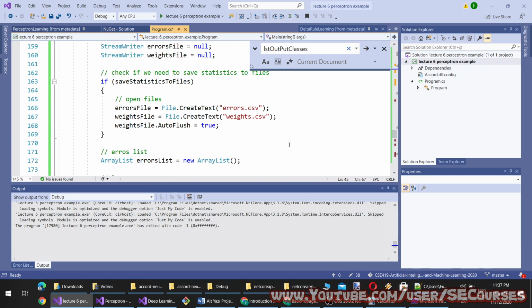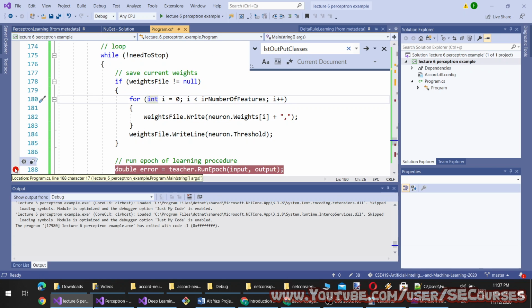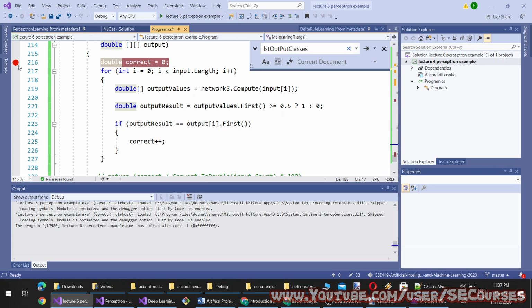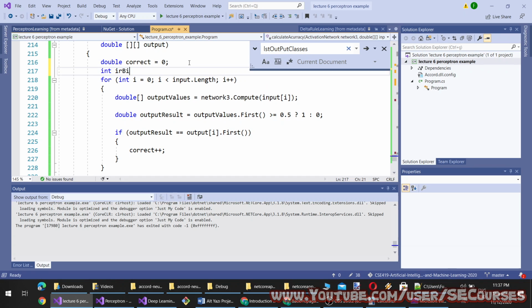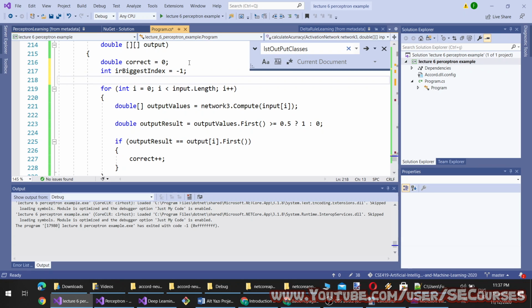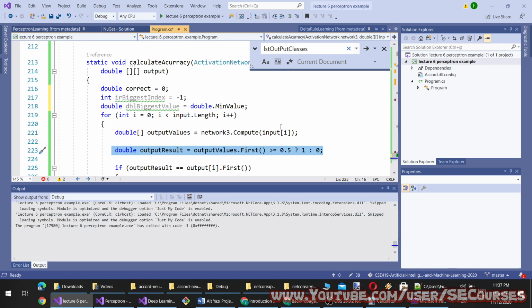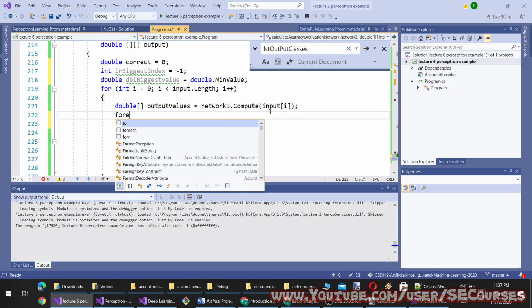To calculate the correct class, what we need is to calculate the biggest index equal to -1, equal to mean value. And no, this is not the way to calculate.